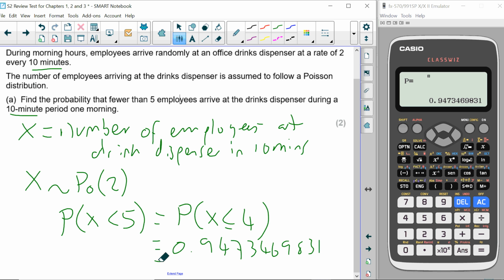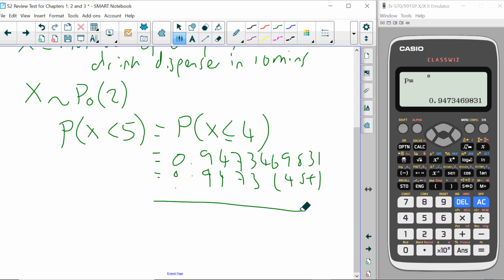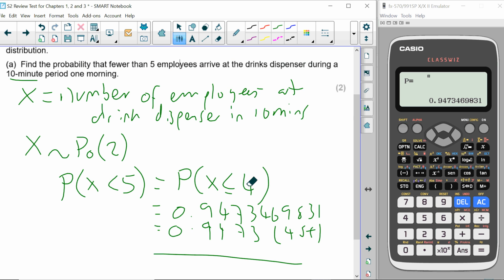0.947346981, which is also equal to 0.9473 to 4 significant figures. As a general rule, although they accept 3 significant figures, I often give distributions to 4 significant figures, just because if you look at tables, that's how they're normally given. So 0.9473 would work for that one.